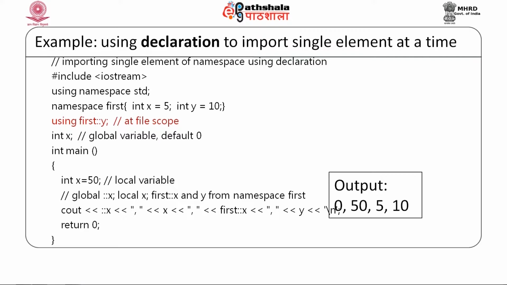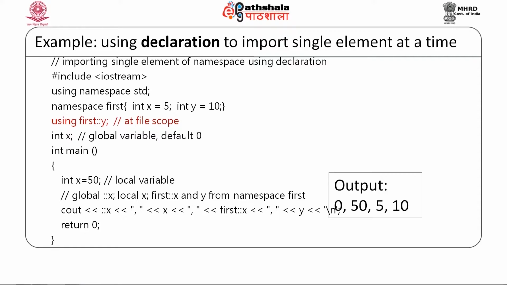Here again we are continuing with the first namespace. So, namespace first has two elements, int x and int y, as variables. After that we have said using first::y. I am again reminding you, we have not used the keyword namespace here in between. We say using first::y. That means, we are importing only y from namespace first and not x.